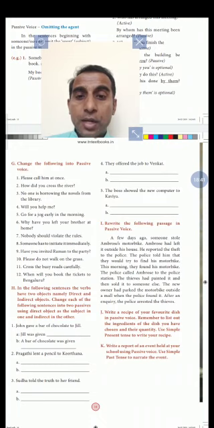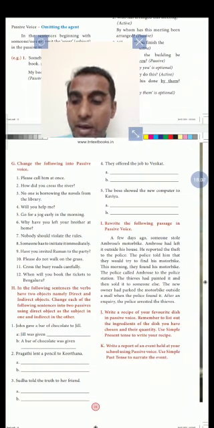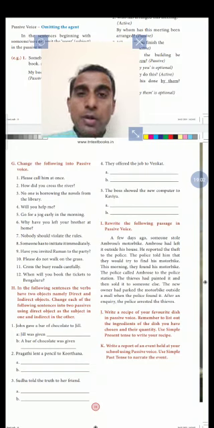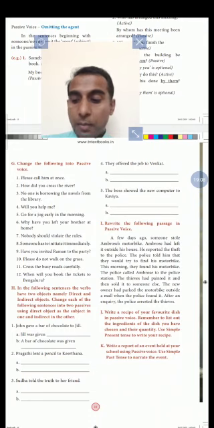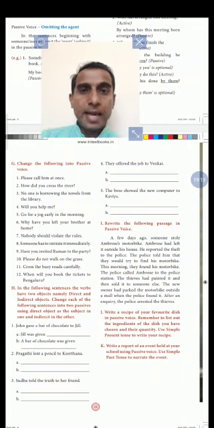And in H, in the following sentences, the verbs have two objects, namely direct and indirect object. Change each of the following sentences into two passives using direct object as the subject in one and indirect object in the other. Okay, you have to change that. For example, the first one, John gave a bar of chocolate to Jill. Here the direct object is a bar of chocolate, and the indirect object is Jill.